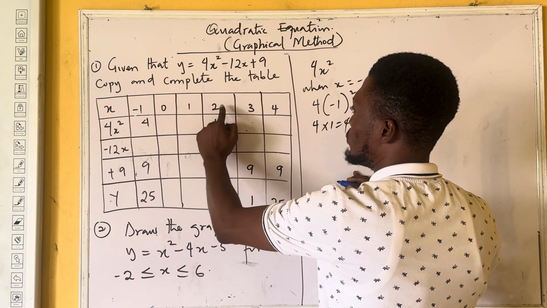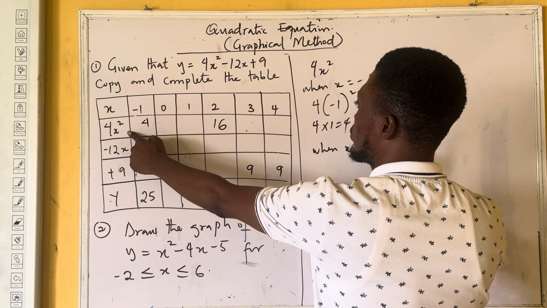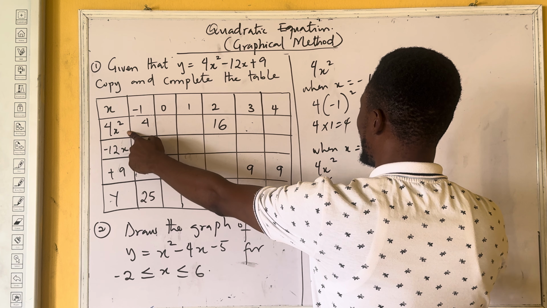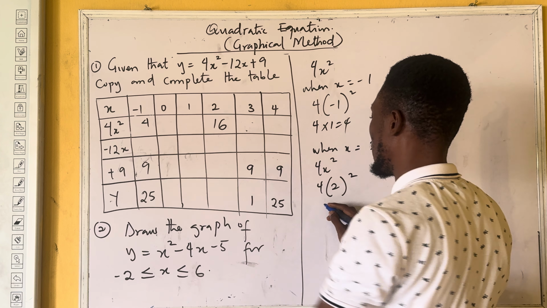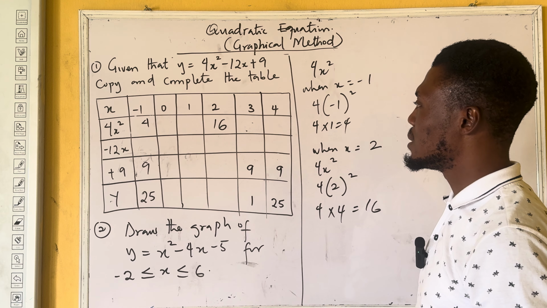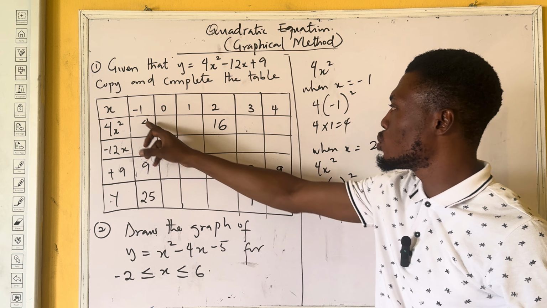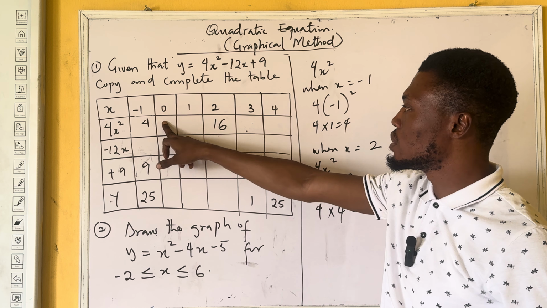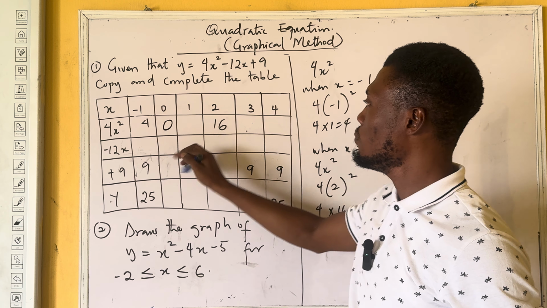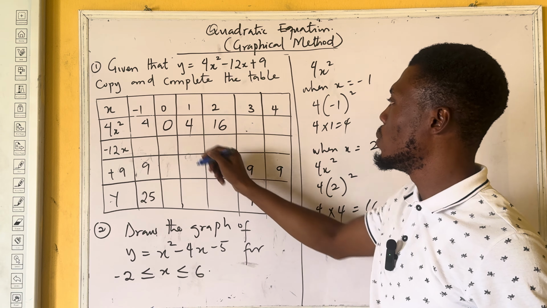When x is equal to 2, then you have 4x squared. 2 squared is 4, and 4 times 4 gives you 16. That's how we got this. And that's the same way I'm going to get the values of 4x squared. When x is 0, x squared is 0. 0 times 4 is 0. When x is 1, 1 squared is 1. 1 times 4 is 4. Okay, we've done this.